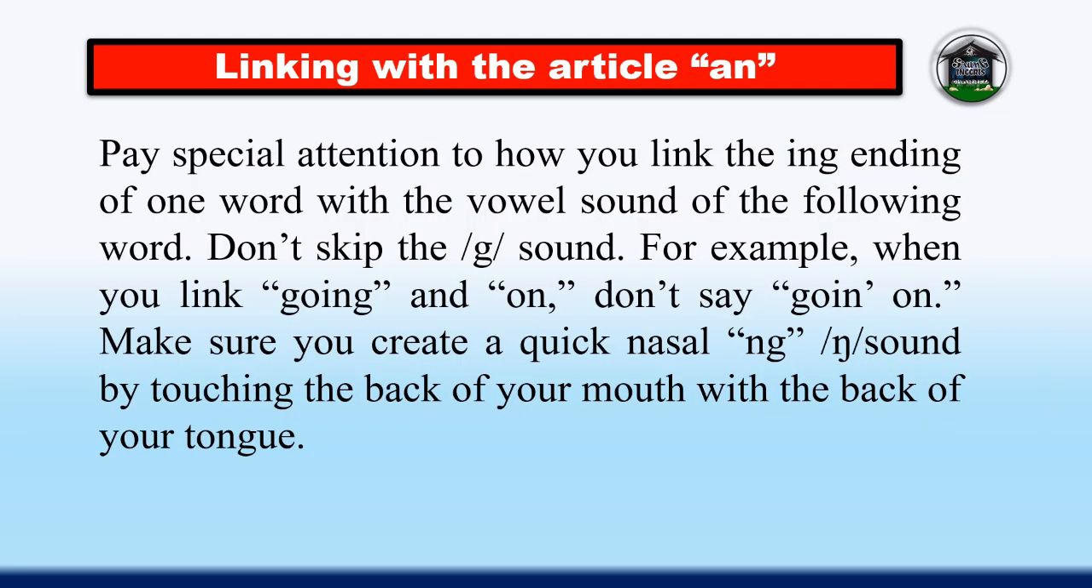Linking "ing" plus vowel sound. Pay special attention to how you link the "ing" ending of one word with the vowel sound of the following word. Don't skip the G sound. For example, when you link "going" and "on," don't say "goin' on." On the other hand, don't make the G sound too strong either. Don't say "going gone." Make sure that you create a quick sound by touching the back of your mouth with the back of your tongue.